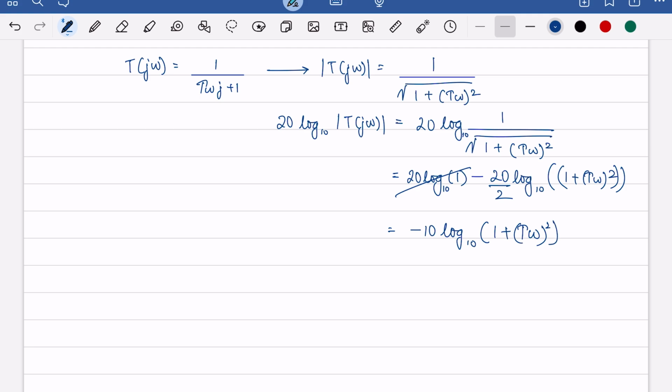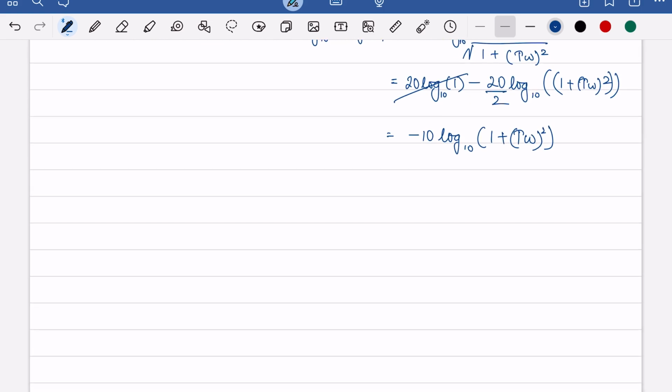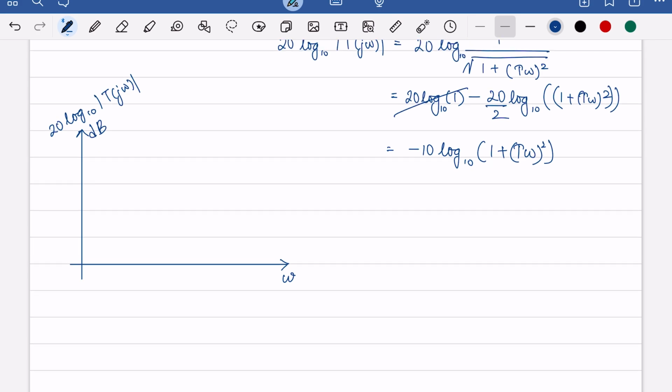Okay, so we're basically interested in plotting this, and I'm just going to put in a placeholder for the place where we're going to fill in the plot, which is in dBs. We're going to do 20 log to the base 10 of the magnitude. And what this means is we now need to find the relation for this function with omega.